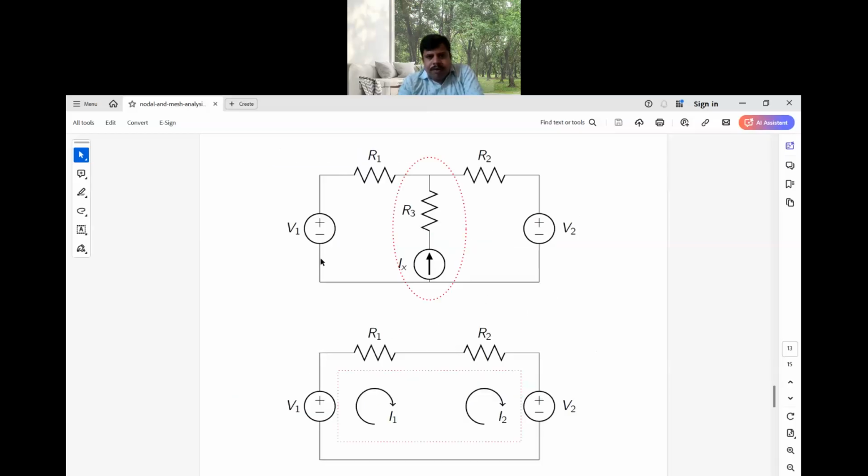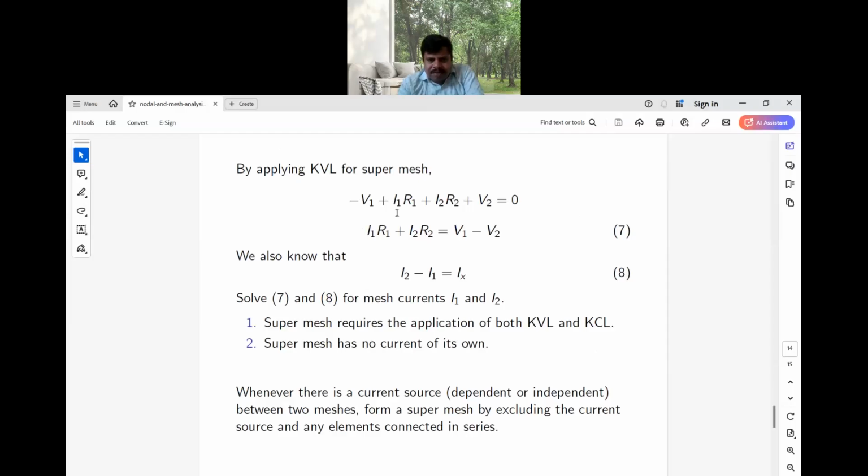Okay, so now see how it will be applied. You can remove this particular branch because you are applying KVL combinedly for loop 1 and loop 2. In loop 1 the current is I1, in loop 2 the current is I2. So you combinedly apply the KVL like this: V1 minus I1 R1 minus I2 R2 plus V2 is equal to 0. If you regroup those elements I1 R1 and I2 R2, you will get an equation with V1 minus V2.